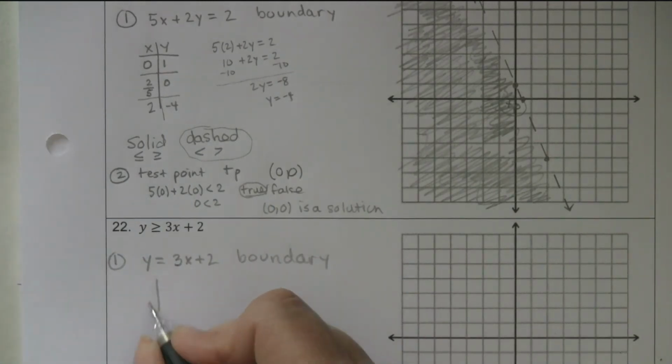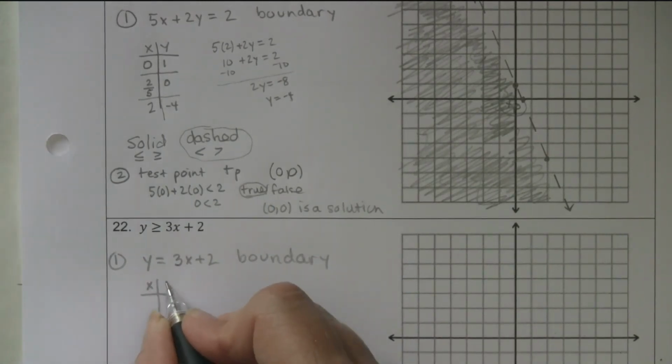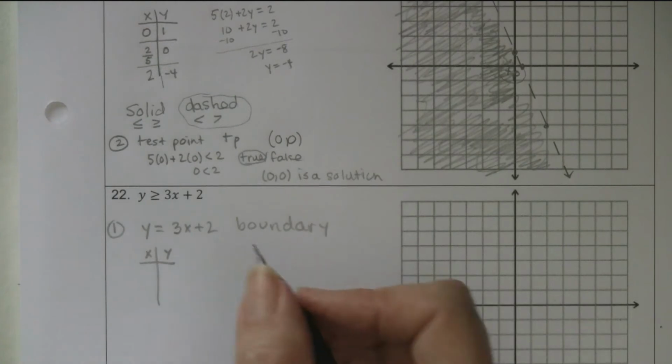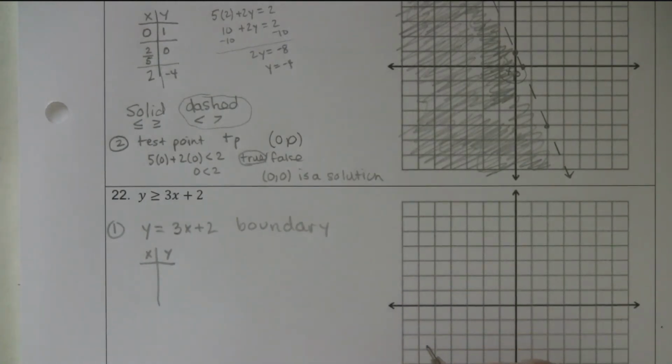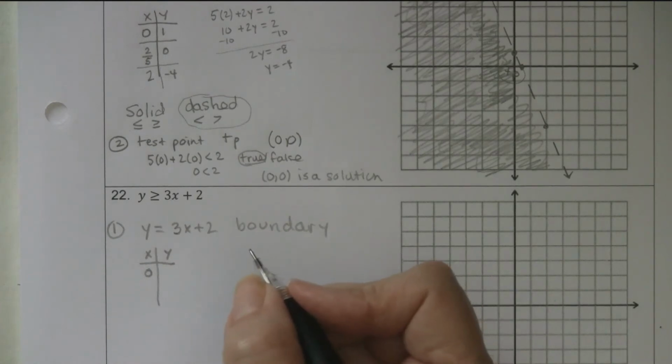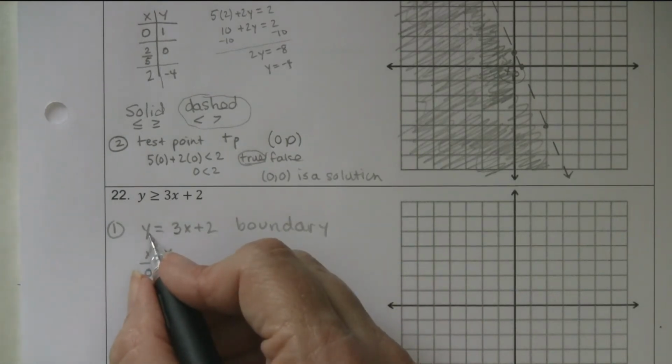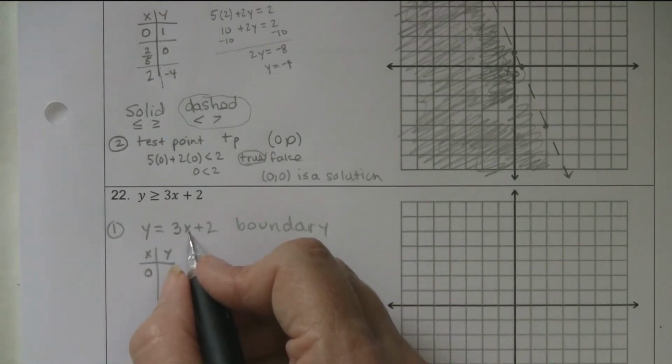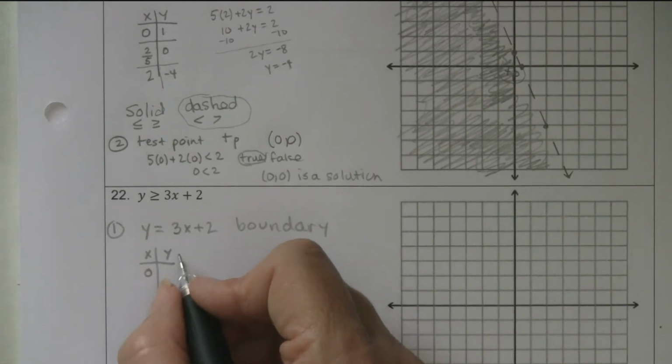You can graph this any way you want. You can use the slope and the y-intercept, or you can pick convenient points. You get to choose your favorite method. My favorite method is to pick convenient points. Because the equation is in slope-intercept form, choosing values for x are very convenient and very easy.